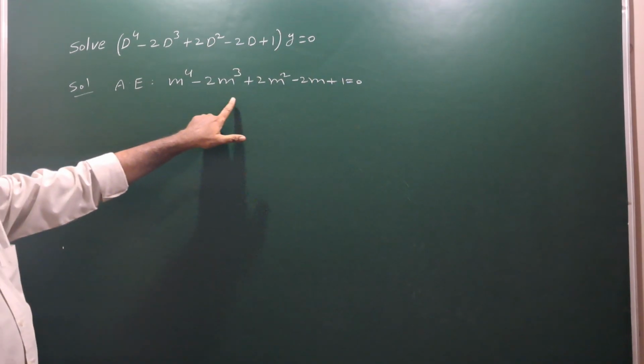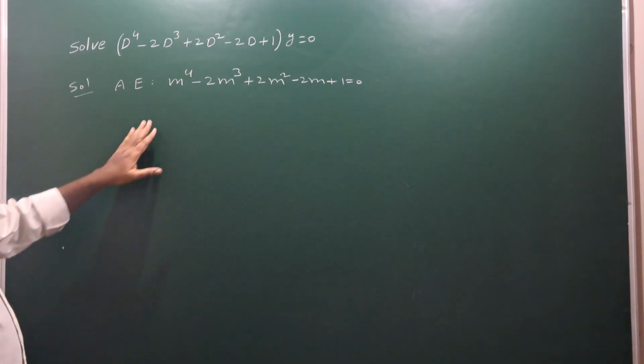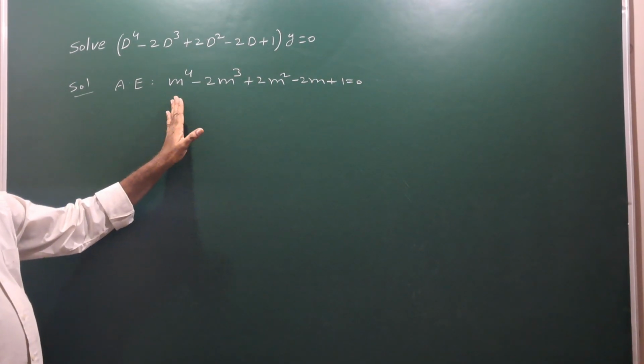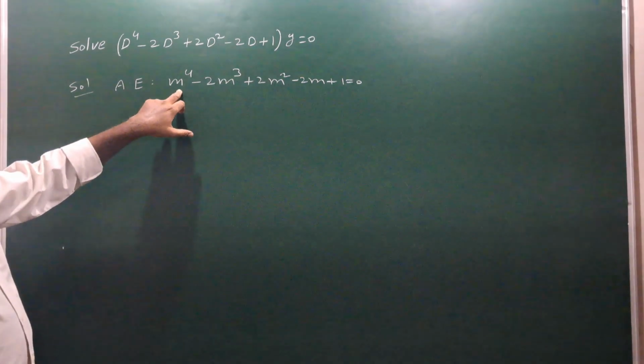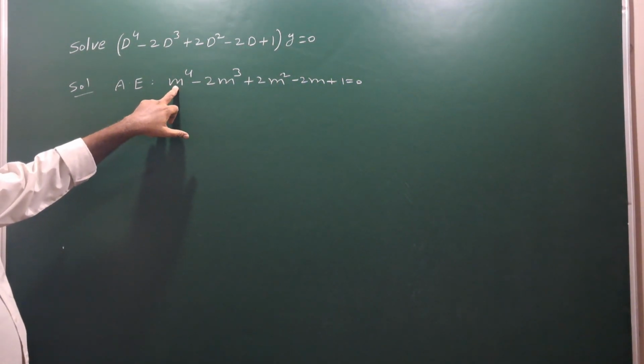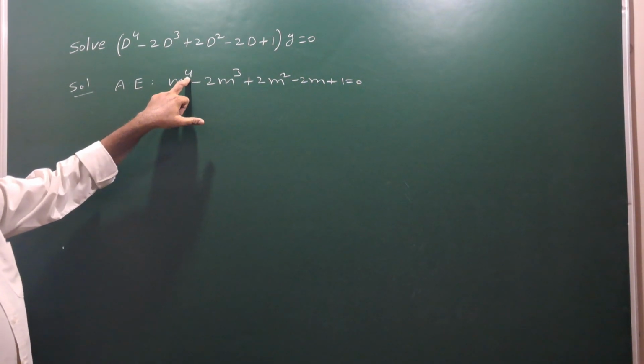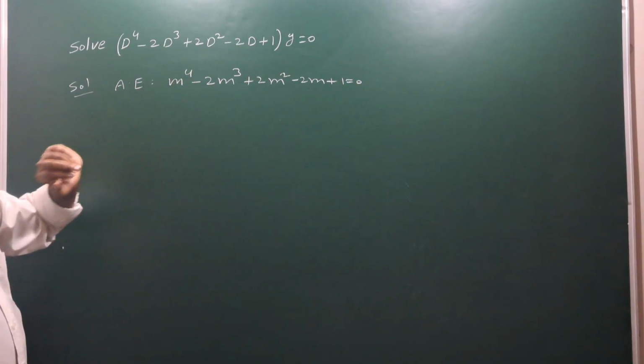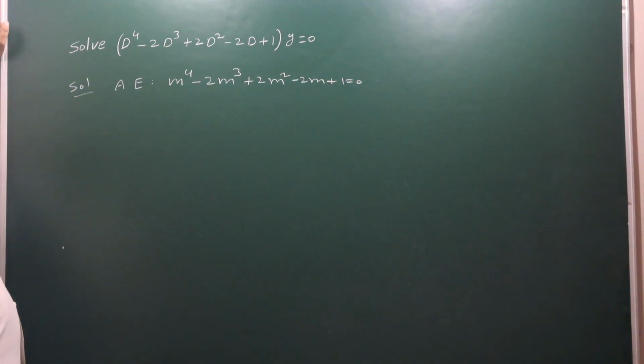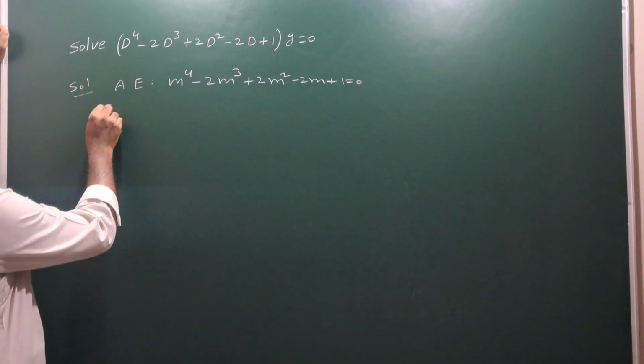So this is the auxiliary equation. We have to find the roots of this equation. Since it is a biquadratic equation, the degree of this equation is 4, so this equation has 4 roots. We have to find those. So let us see the sum of coefficients.